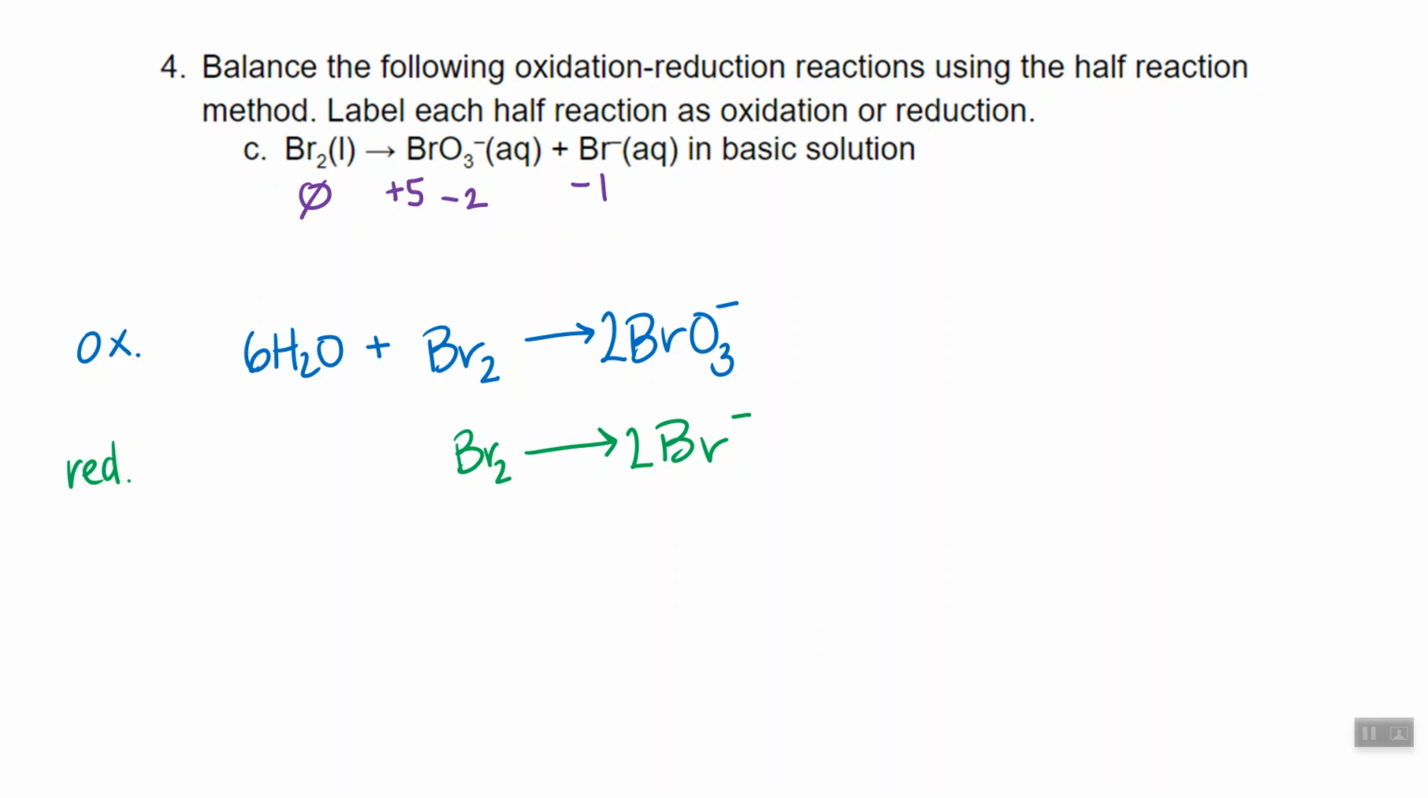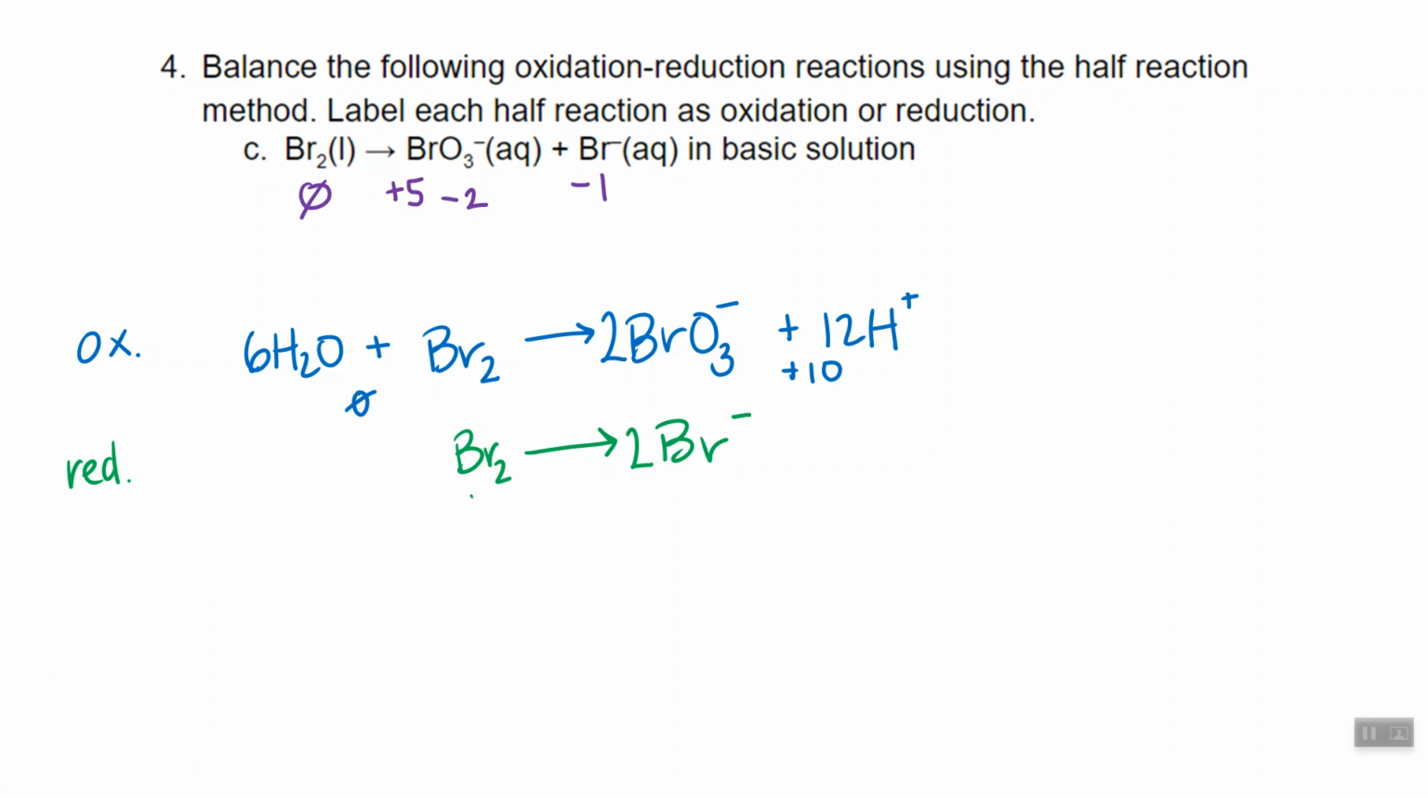Okay, so then what else? Now we need to handle those hydrogens we just added. So I'm going to put 12H plus here to handle the 6 waters that we added. So now I want to add up the charges on both sides. So this side is 0. This side is going to be +10.